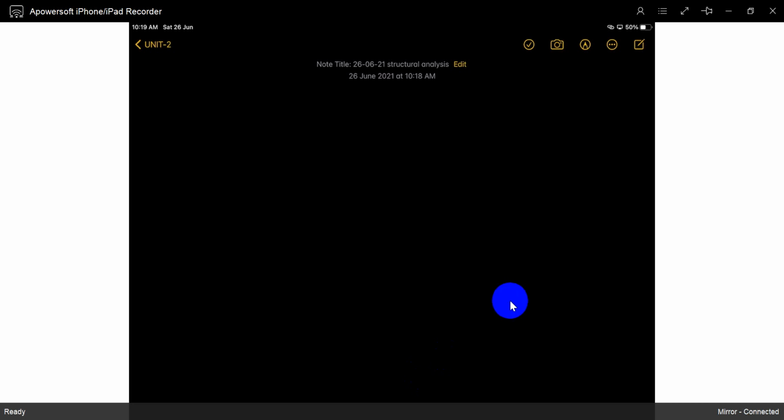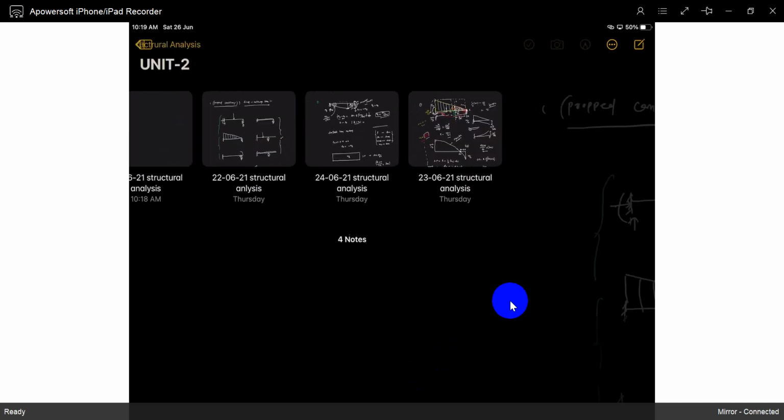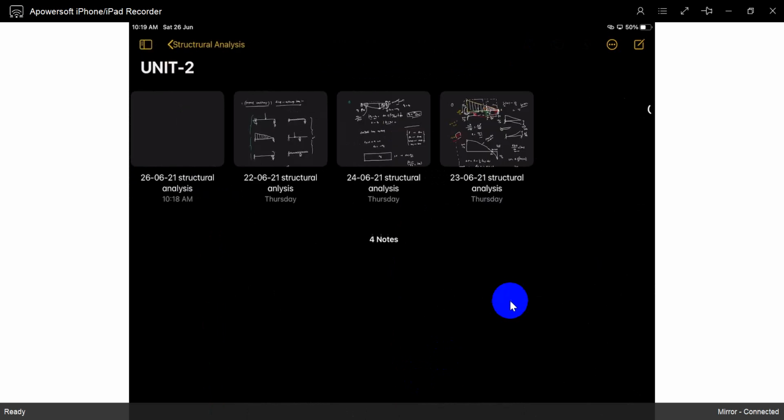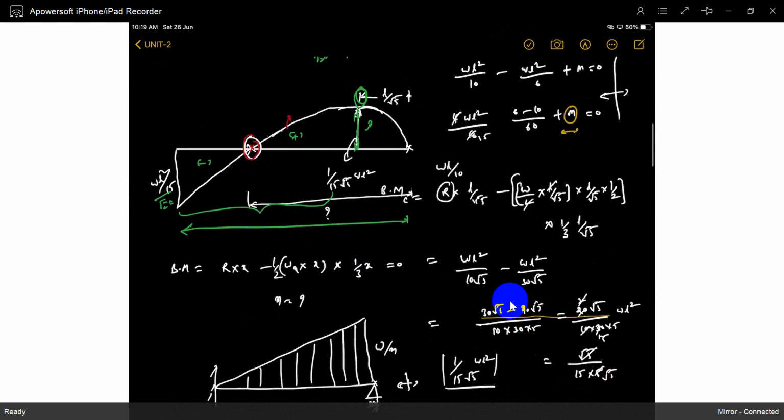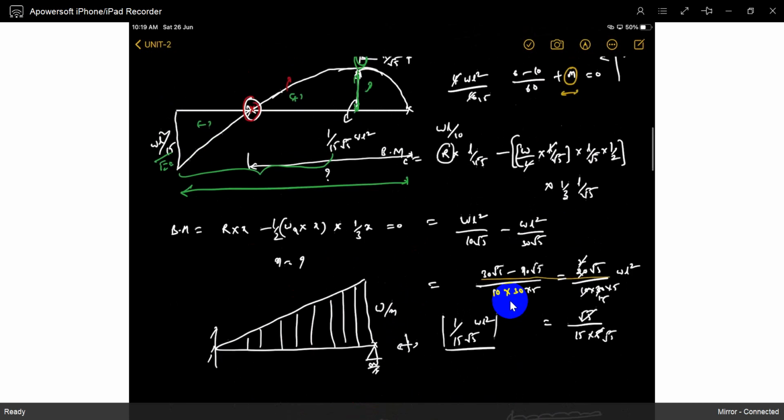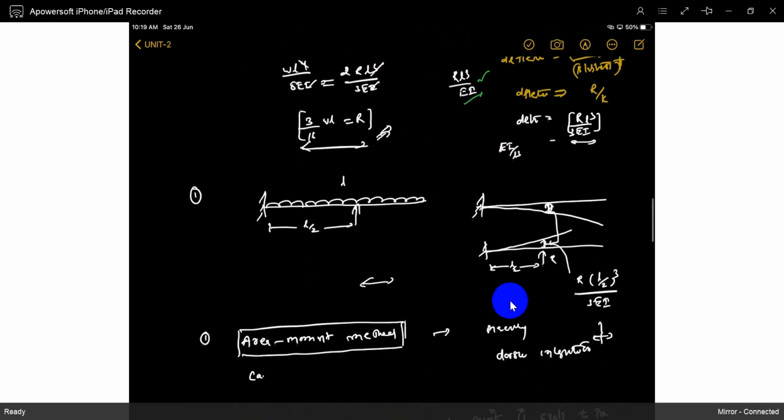We will solve another problem with some different loading conditions. I gave an assignment yesterday. Did anyone do it or not? I gave it to find out the deflections. Where is it? So what is the assignment?